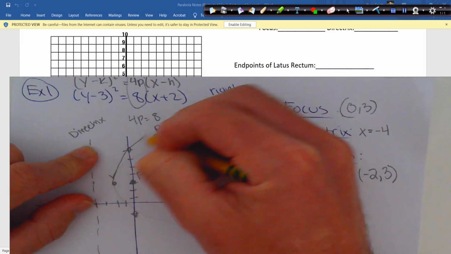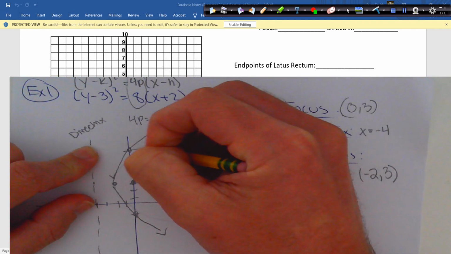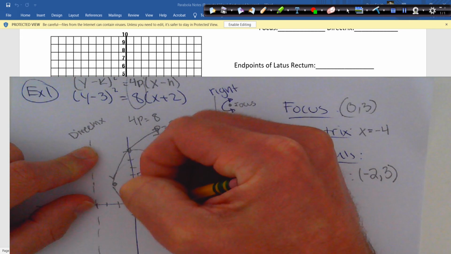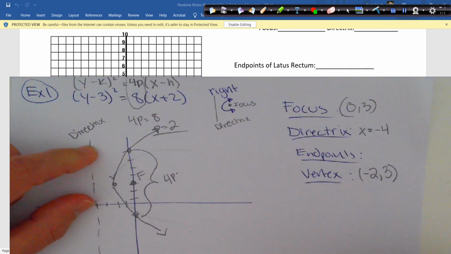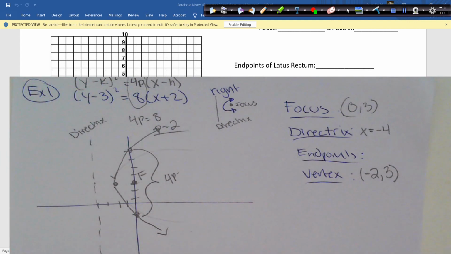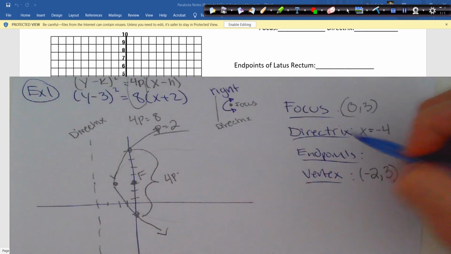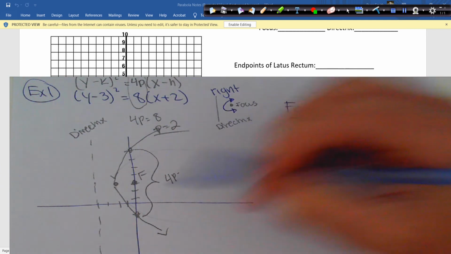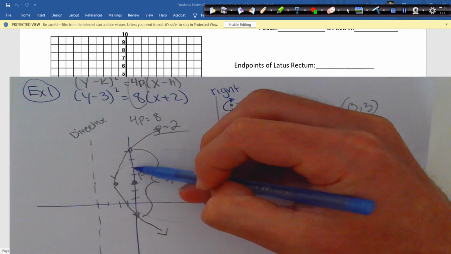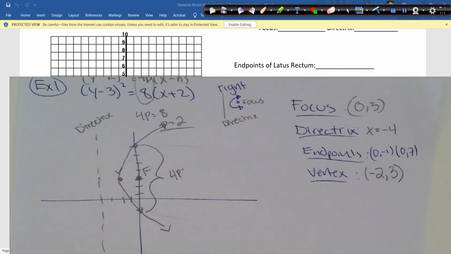So that tells me how wide my graph is. From here to here is the distance of 4p, which in this situation is equal to 8. And so the endpoints are going to be at 0, -1, and 0, 7. And that is how you graph.